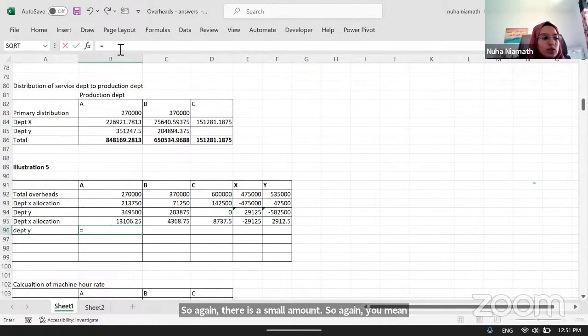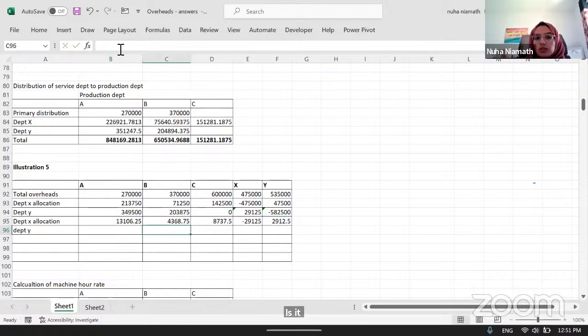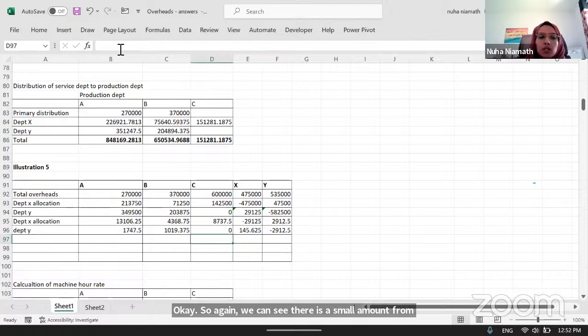Department Y is equal to, first we will do 0 is equal to into 60%, is equal to 35%. This is 0, is equal to into 5%. So again, we can see there is a small amount left of 146. In the trial and error method, we stop. You can stop it here as well. But in the question, they have gone all the way to arrive at a single digit for this one.